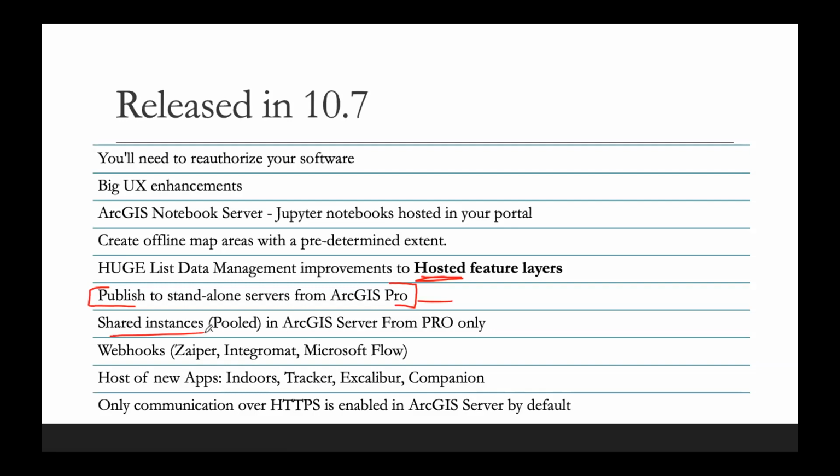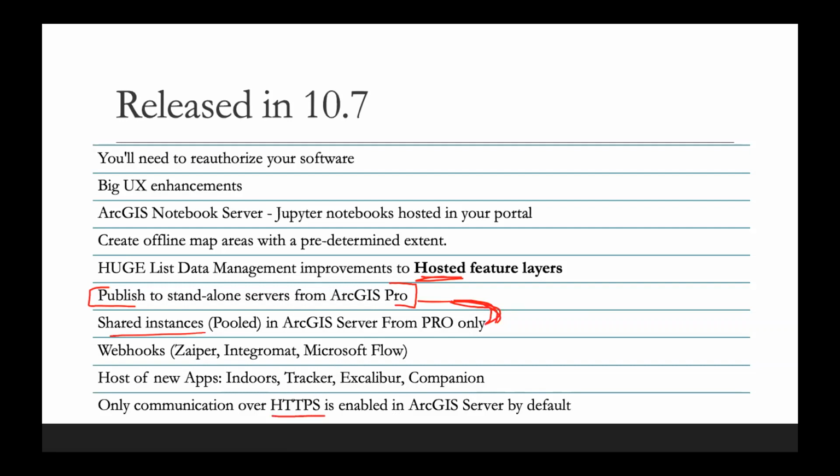But that ability to do that is only for services that are served from Pro. So that's how these two are interacting with each other. See how that works. They've introduced webhooks. If you're not familiar with what those are, you can Google one of those three things and it'll help you. This is when Indoors, Tracker, Excalibur, and the ArcGIS companion apps were all released. And also, HTTPS is now served by default.